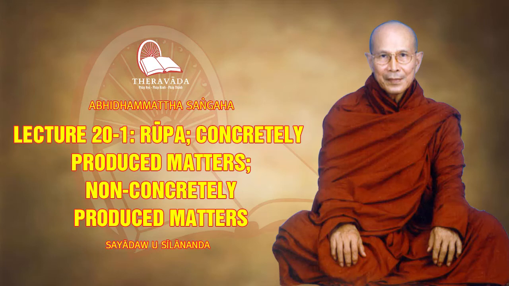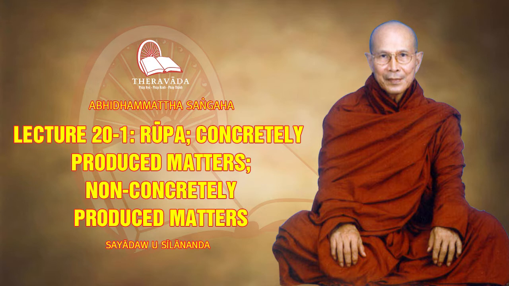Yesterday we ended with the objective phenomena. So objective material phenomena means just the objects. And there are five sense fields which serve as the objective supports for the corresponding types of sense consciousness. Now there are five sense consciousnesses: eye consciousness, ear, nose, tongue and body consciousness.